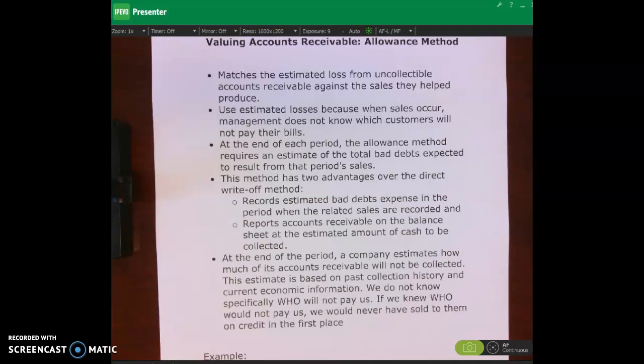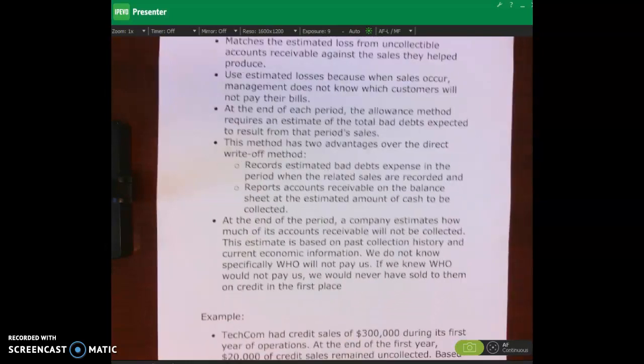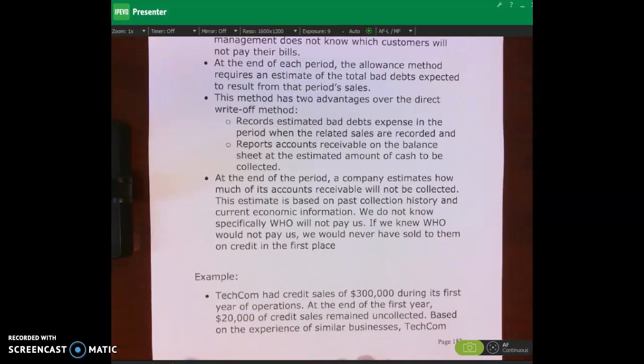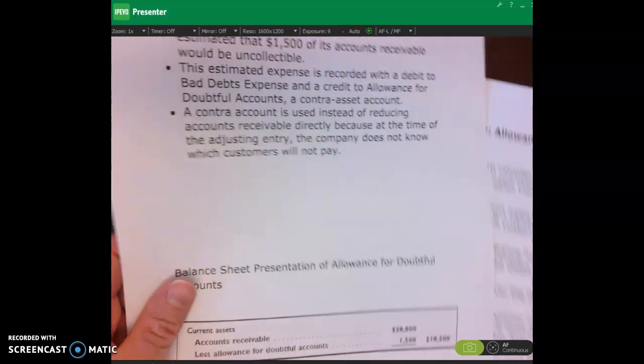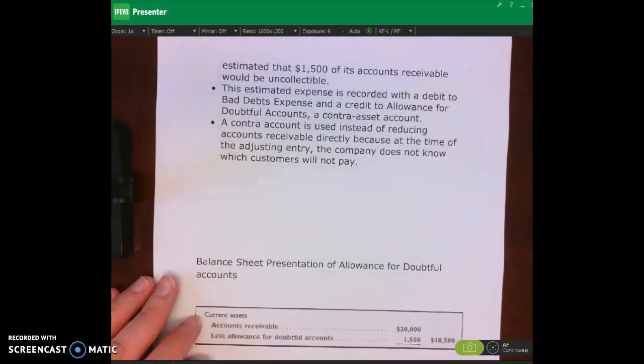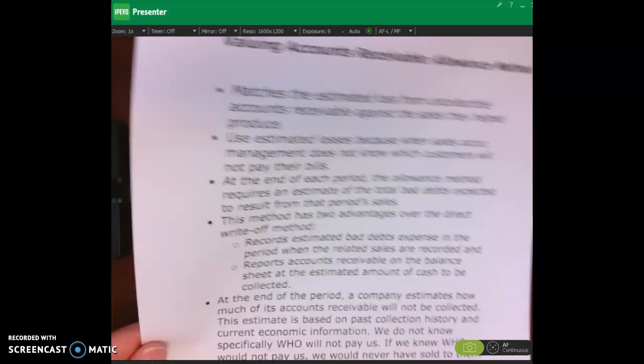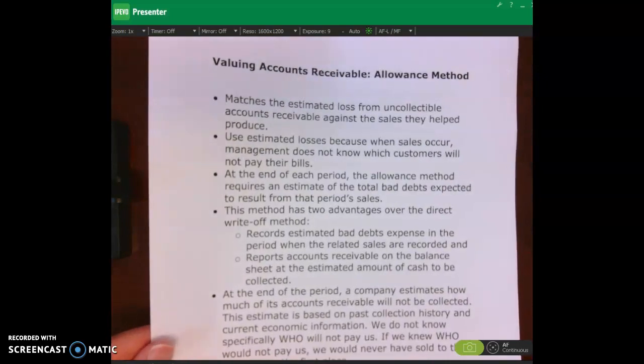Okay? So let's look at our first example right over here, where we say TechCom had credit sales of $300,000 during the first year of operations, and at the end of the first year, $20,000 of credit sales remain uncollected. Based upon the experience of similar businesses, TechCom thinks, and I'm going on to the next page here. By the way, this lecture video starts on page 182, so this first page of the lecture video is on page 182.